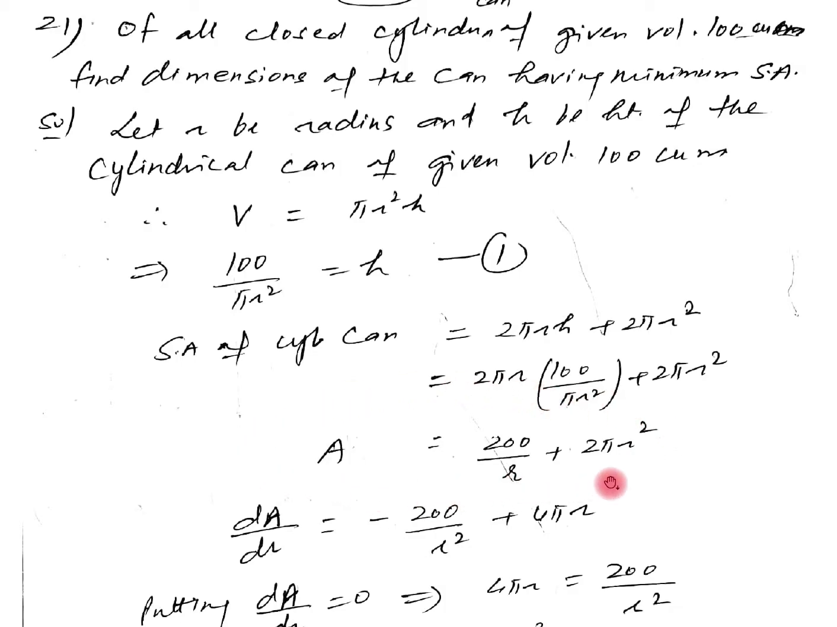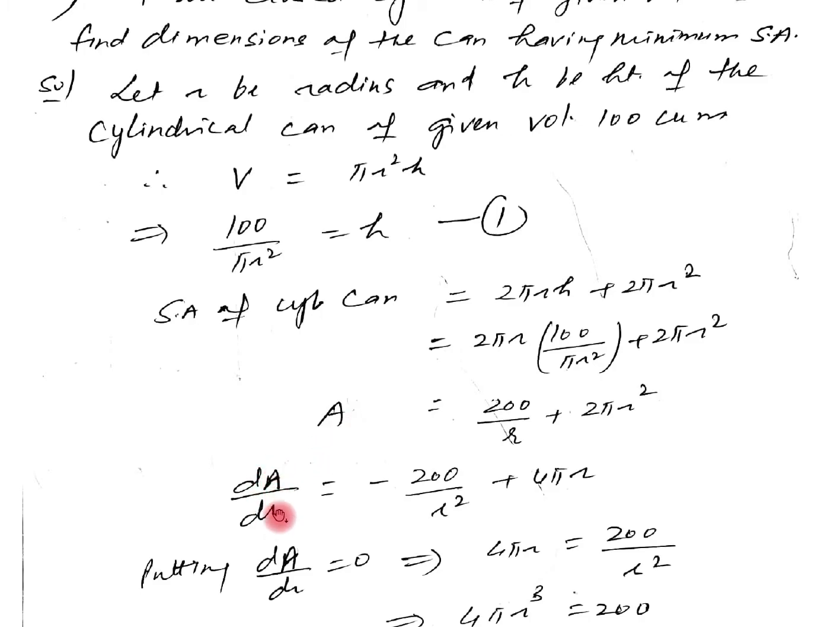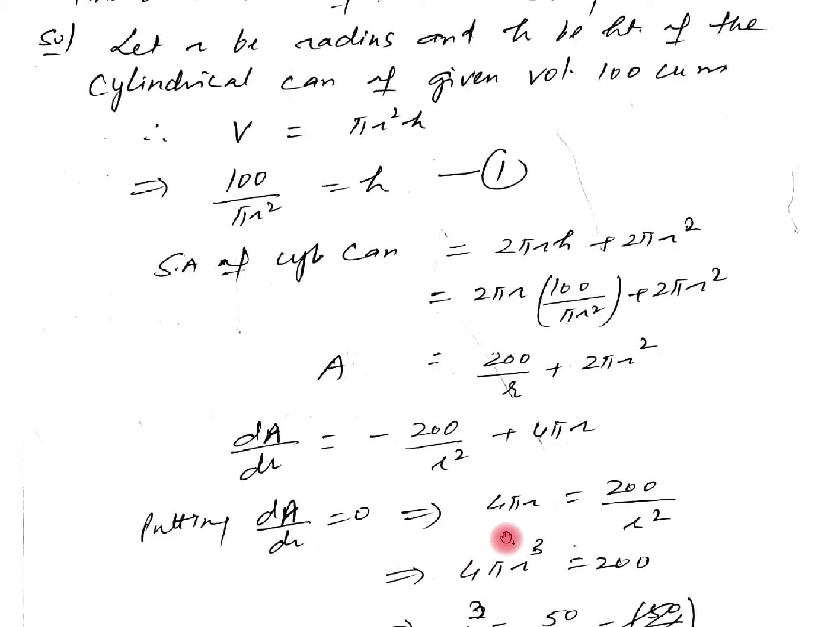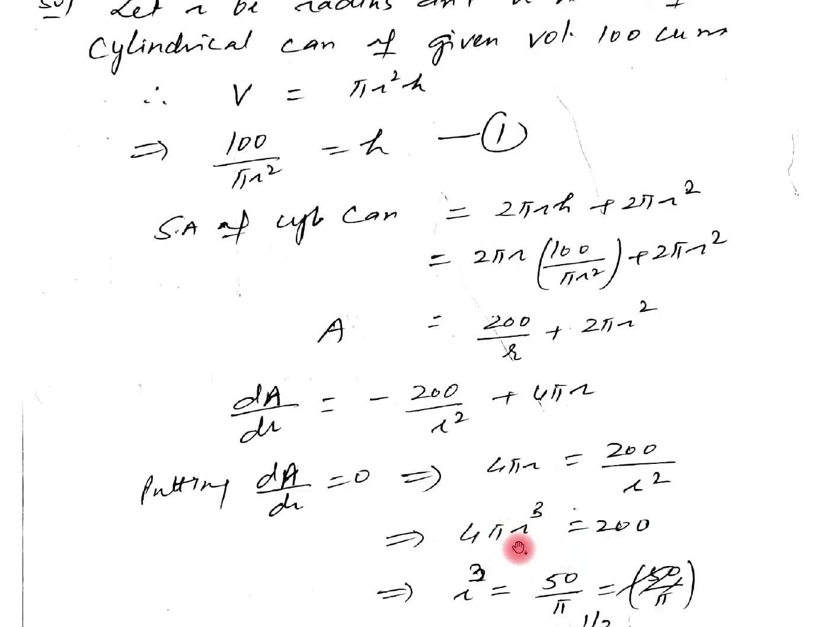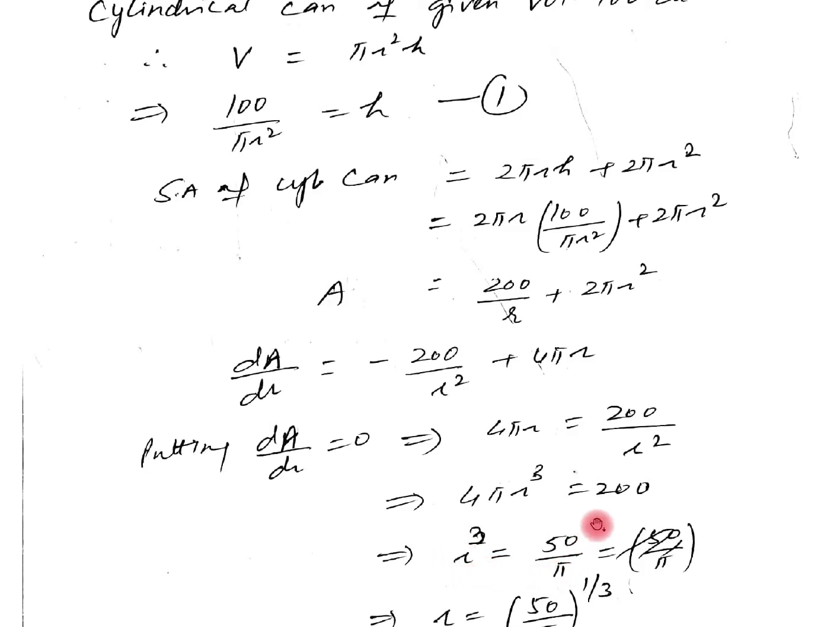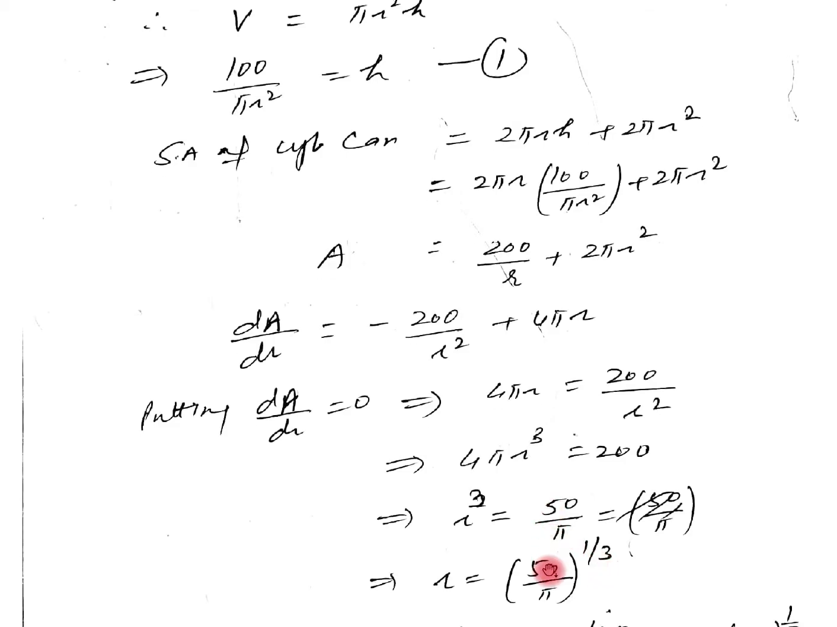Now our function has been formed. Again we will find the first derivative: dA by dr equal to minus 200 upon r square plus 4 pi r. Then putting the first derivative equal to 0, we get 4 pi r equal to 200 upon r square. Simplifying, we get 4 pi r cube equal to 200. This implies r cube equal to 50 upon pi, and therefore r is 50 upon pi whole power 1 by 3, the cube root of 50 upon pi.